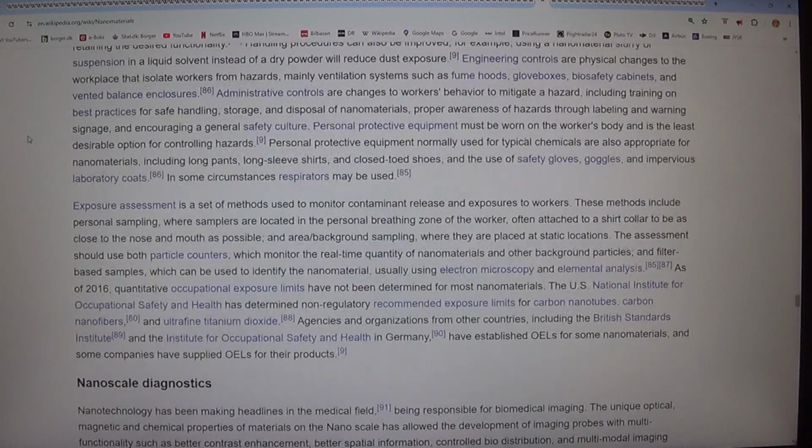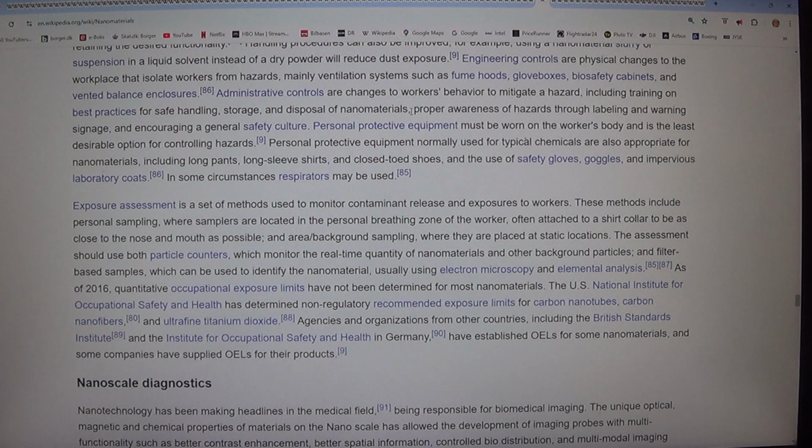The assessment should use both particle counters, which monitor the real-time quantity of nanomaterials and other background particles, and filter-based samples, which can be used to identify the nanomaterial, usually using electron microscopy and elemental analysis.